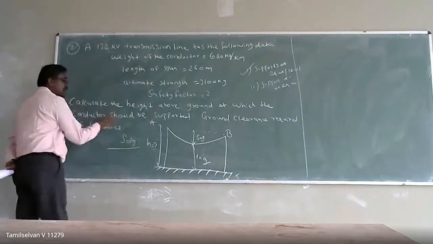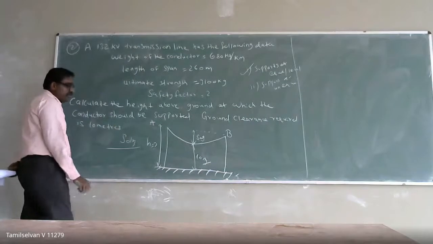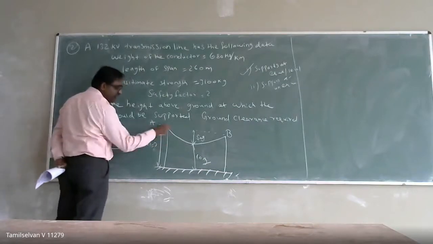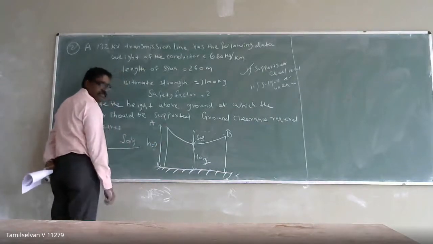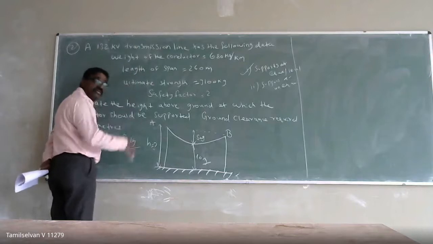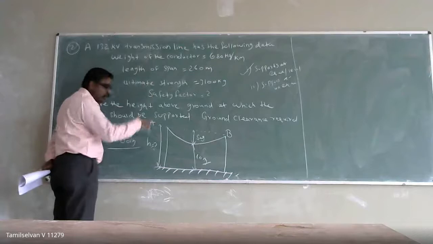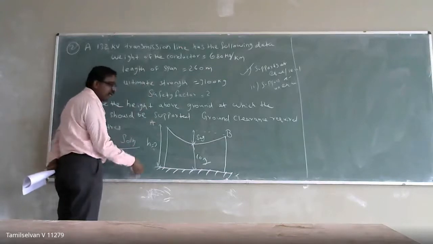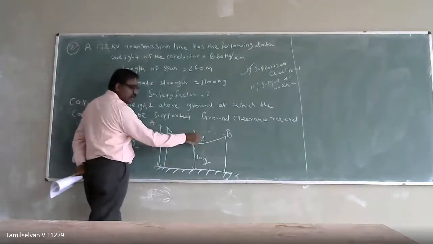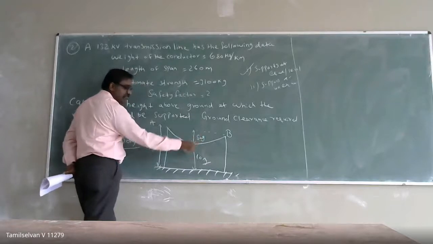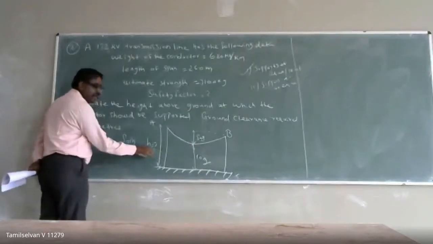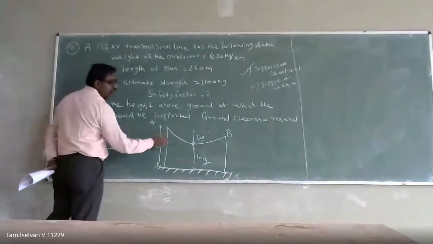This is the height at which your conductors will be supported. It means they are asking us to calculate your tower height. To calculate the tower height, you have to calculate the sag. If you know your sag plus your ground clearance, then you can get the height of your tower.